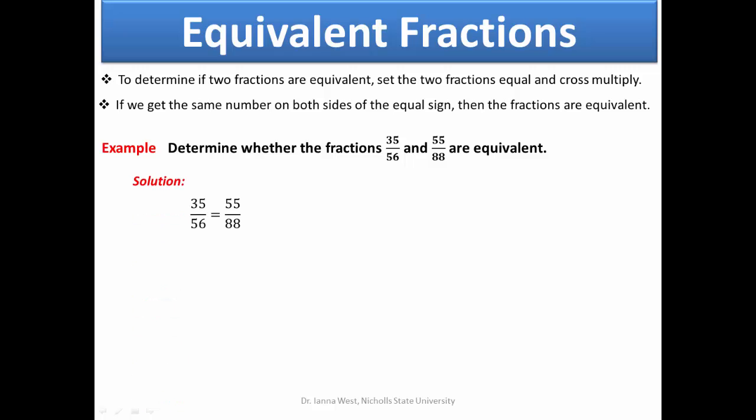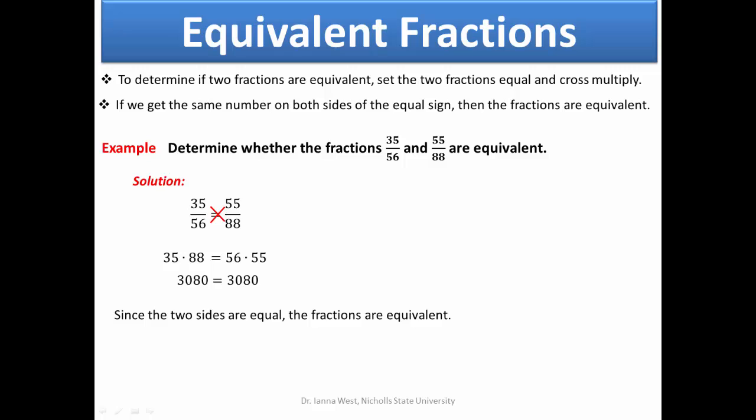We first set the two fractions equal. We then cross multiply. We first multiply 35 times 88. Then we set that equal to 56 times 55. We will get 3080 on both sides of the equation. Since the two sides are equal, the fractions are equivalent.